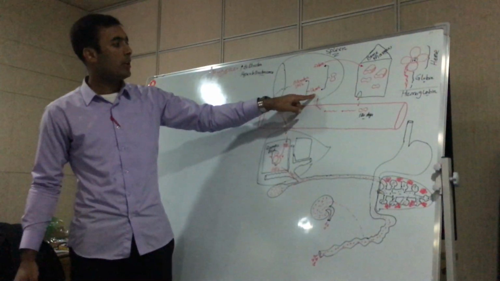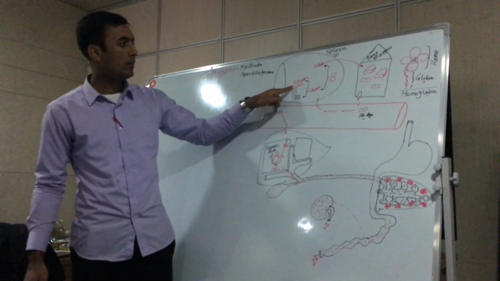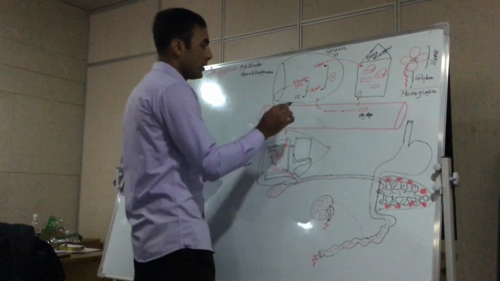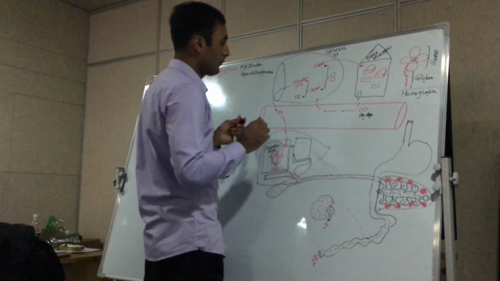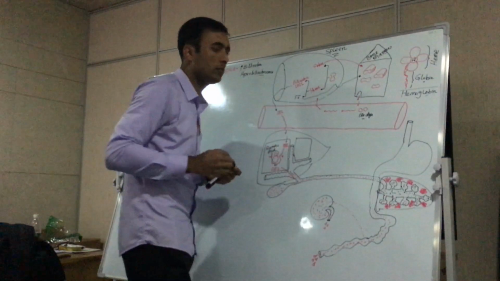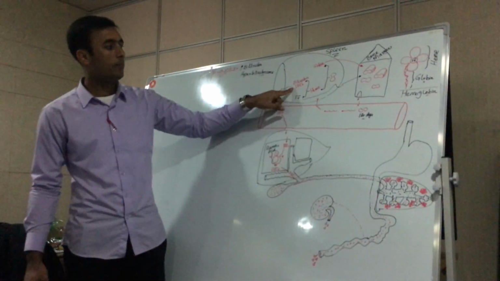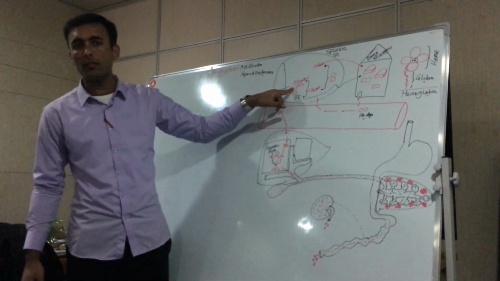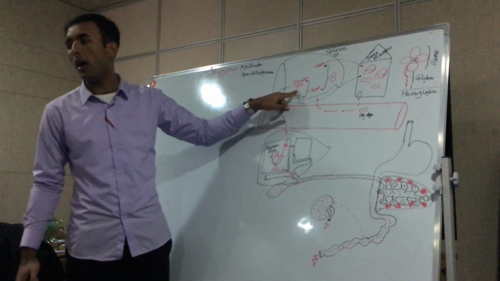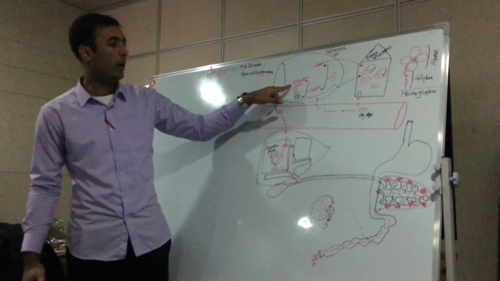And then this heme is broken down into two parts. One is iron, and another is bilirubin. This iron goes back to the bone marrow. While this bilirubin is called indirect bilirubin, IBIL, right? Or we can also call it unconjugated bilirubin or IBIL.